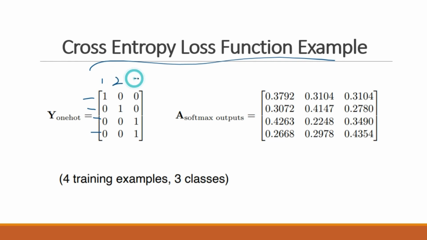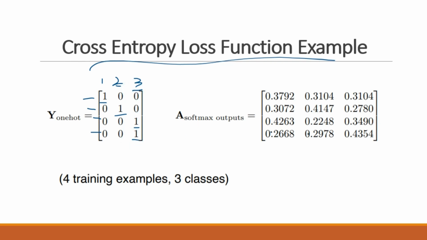So we can see the true label for training example 1 is class 1, because the 1 is in the first column. This one has the 1 in the second column, so it's class 2. This should be class 3, because the 1 is in the third column, and this is also class 3.